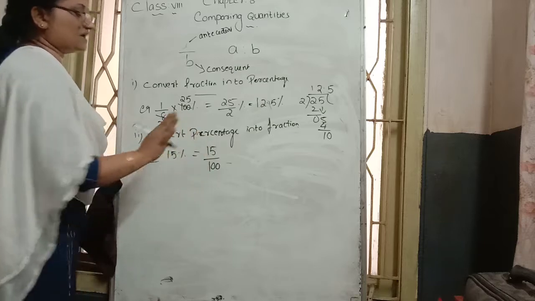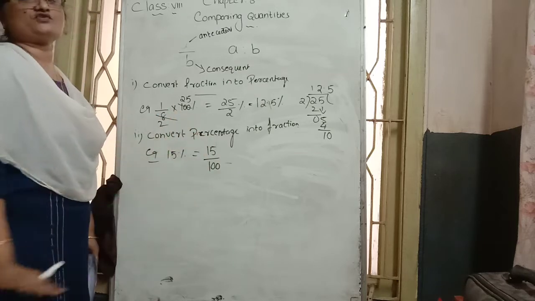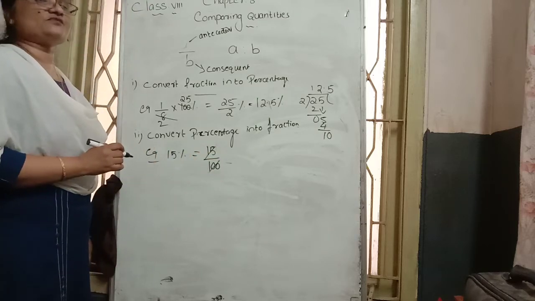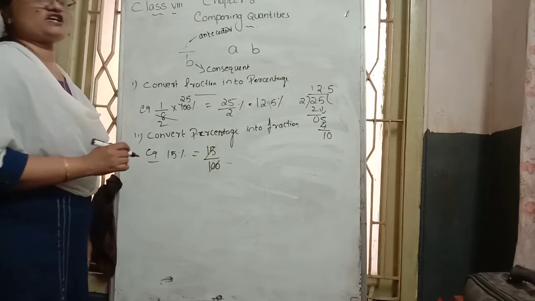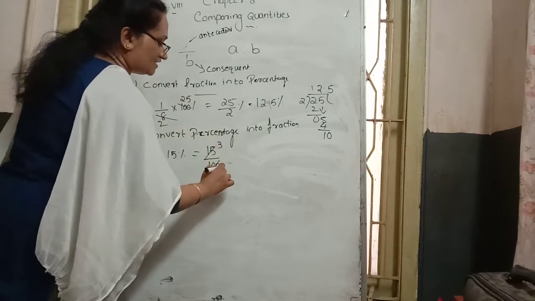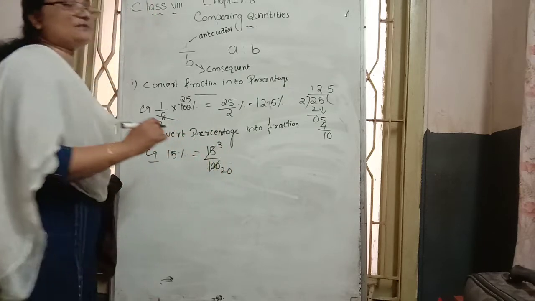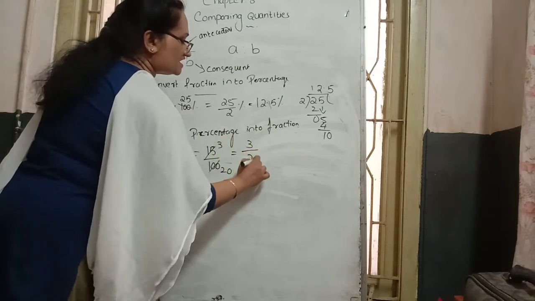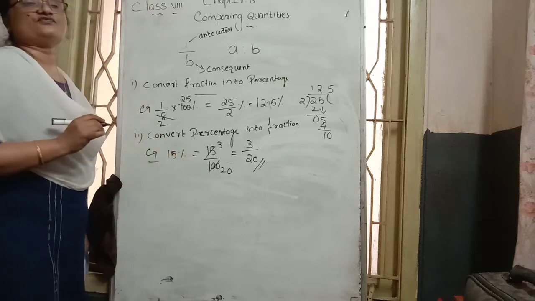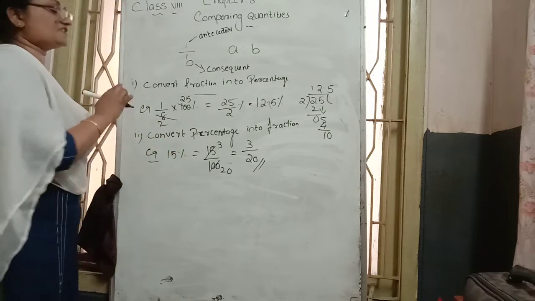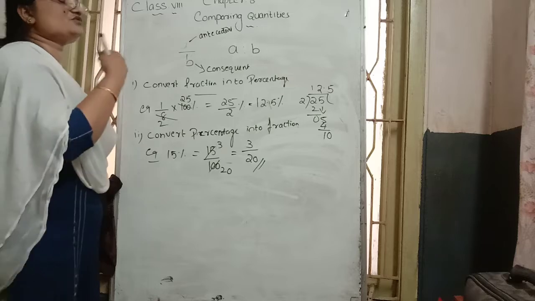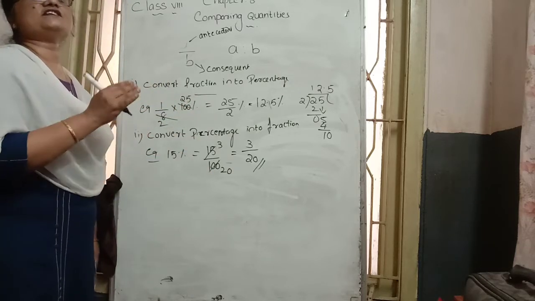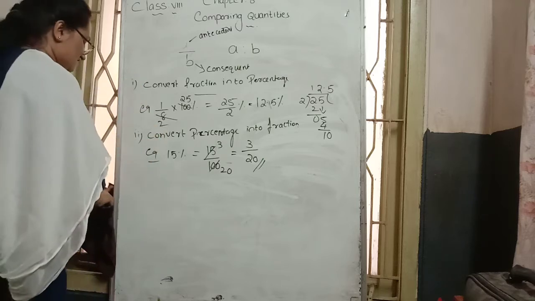So we represent 15 divided by 100 and remove the percentage symbol. So 15 by 100, then simplest form is possible, so we can cancel and write it down. Which table do we use to cancel? 5 table. 5 3s are 15. 5 into 20 becomes 100. So we can write 3 by 20 as the fractional form of 15 percent. This is the second rule for how to convert a percentage into a fraction: divide by 100 and remove the percentage symbol.